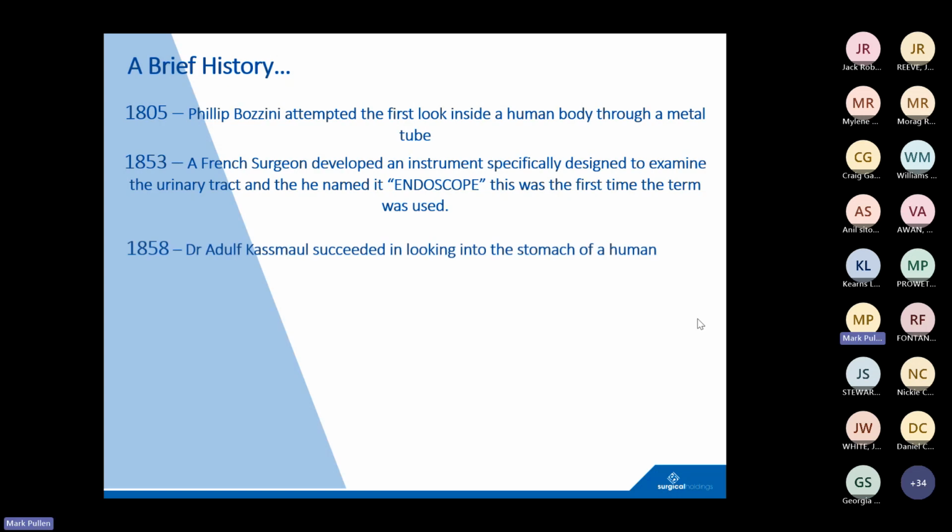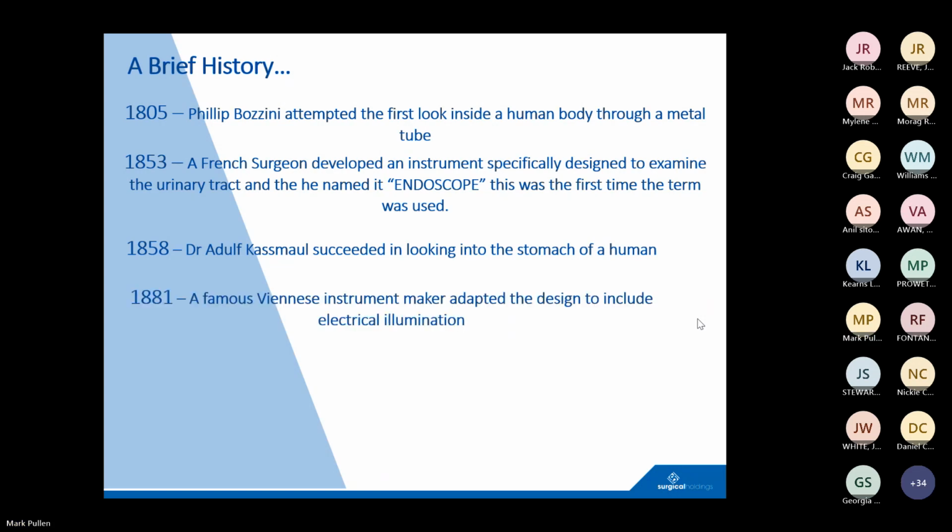Moving on to 1858, Dr. Kussmaul succeeded in looking into the stomach of a human. In 1881, a famous Viennese instrument maker adapted the design to include electrical illumination. So here we can start to see a more common theme with the endoscopes that we see today. You've got your visual and your light.